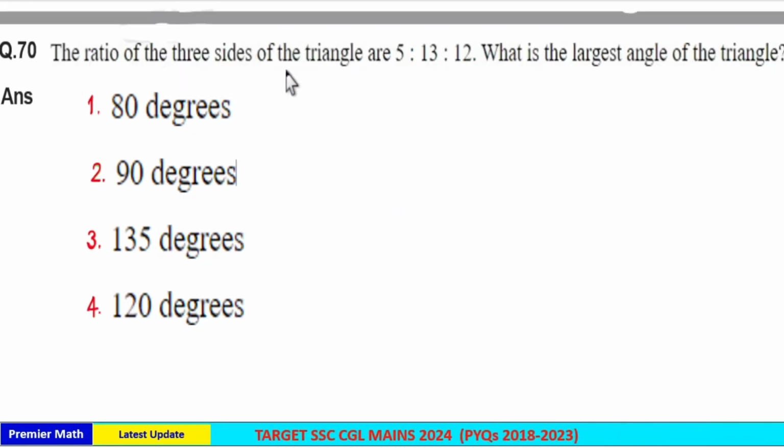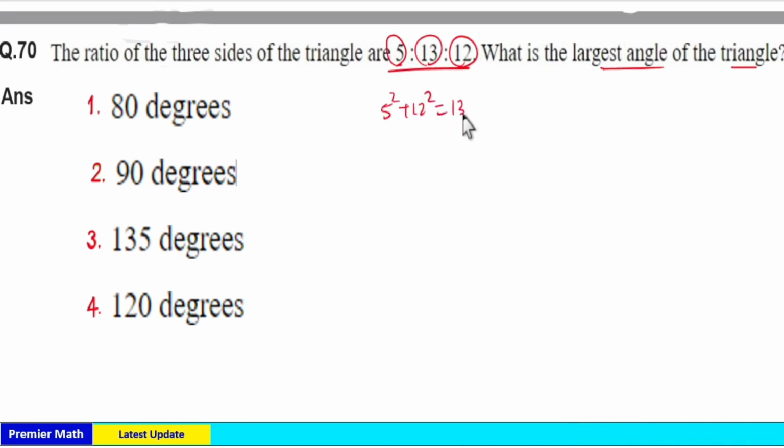The ratio of three sides of triangle are 5:13:12. What is the largest angle of the triangle? Here if you look at this, 5 square plus 12 square is 13 square. 5 square plus 12 square is 13 square means this is applicable to right angled triangles. In that case, largest angle is 90 degree. Option 2 is your answer.